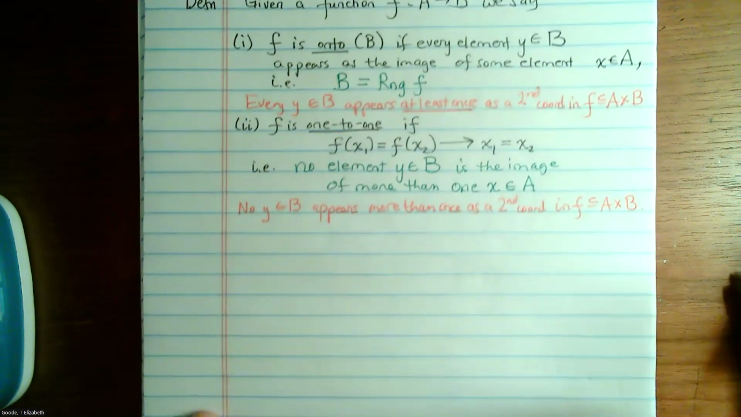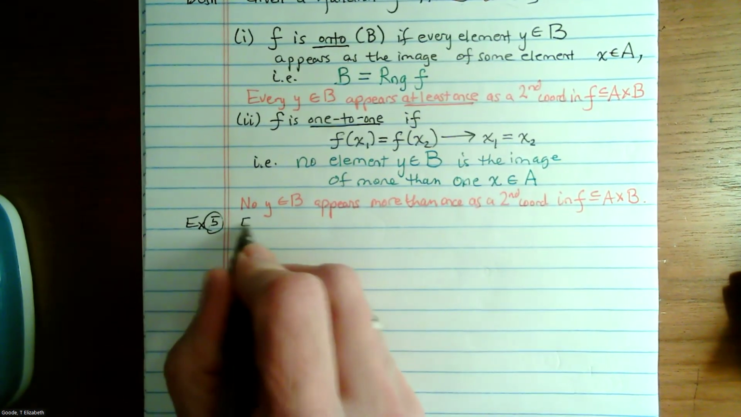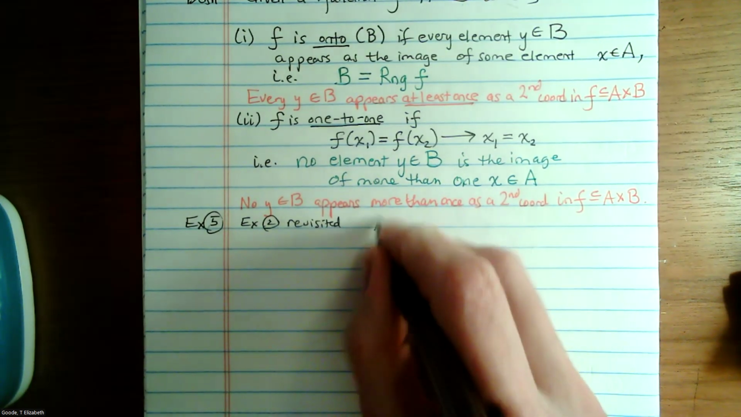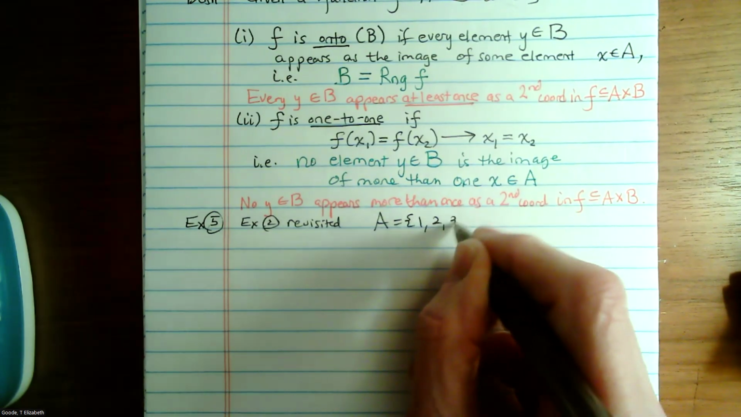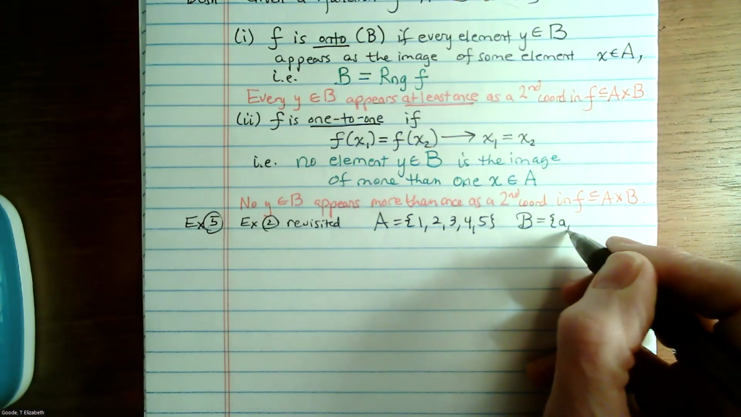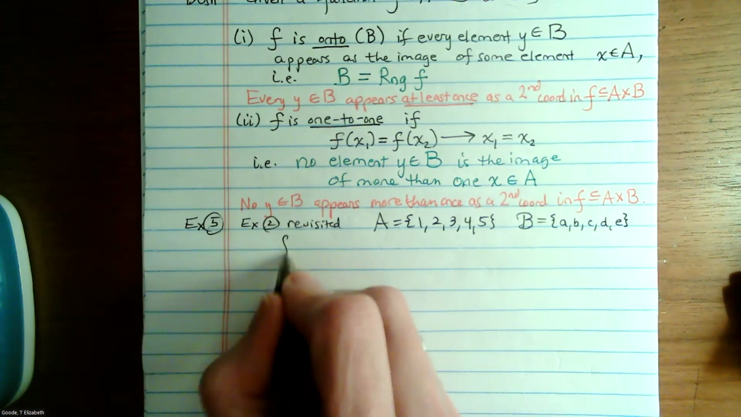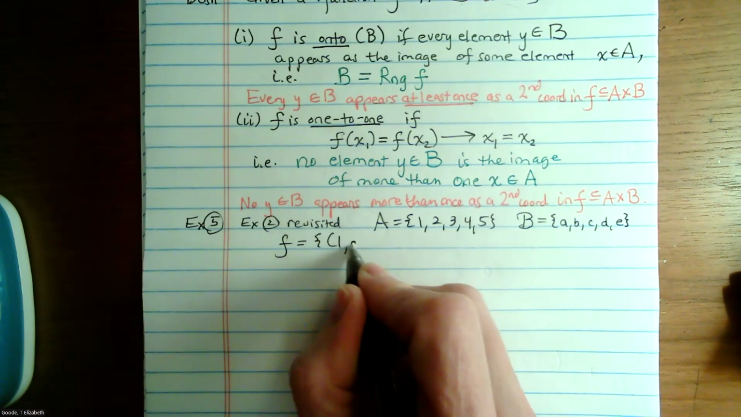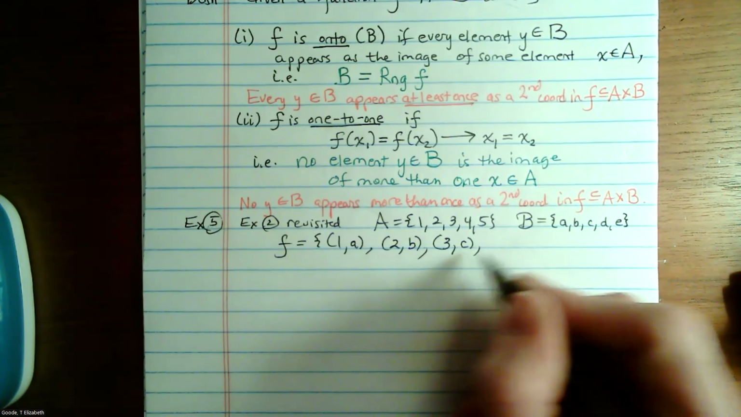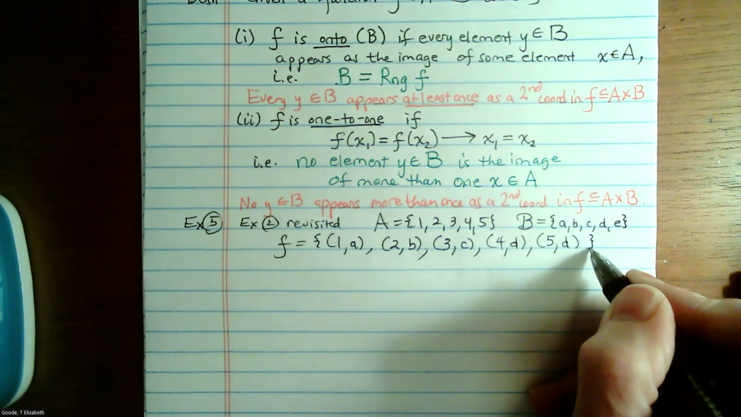All right, let's revisit this kind of running example. This example, I'll call it example 5, but it's really example 2 revisited, where A is the set with 1, 2, 3, 4, and 5. You probably have memorized it by now. B is the set containing little a, little b, little c, little d, and little e. And F is the set of ordered pairs where 1 maps to little a, 2 maps to little b, 3 maps to little c, 4 maps to little d, and 5 maps to little d. Okay?